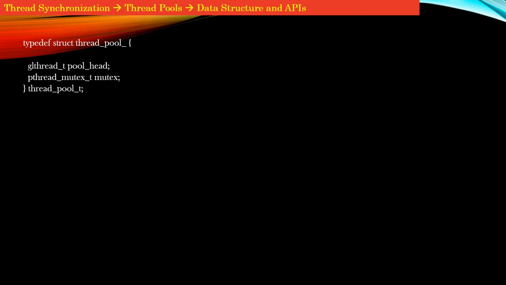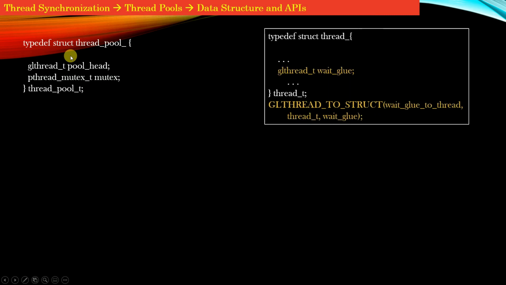Now, as I said, we are going to add thread data structures into this thread pool. It simply means that to the thread data structure that we already have, we need to add a member which represents a node of the linked list, right? So let's call this member wait glue, and we will hook up this thread data structure into this thread pool, that is, into this doubly linked list, using this wait glue. So here wait glue represents a node of a doubly linked list, whereas pool head represents the head of the doubly linked list, which at the end of the day is just another node of the doubly linked list, right?